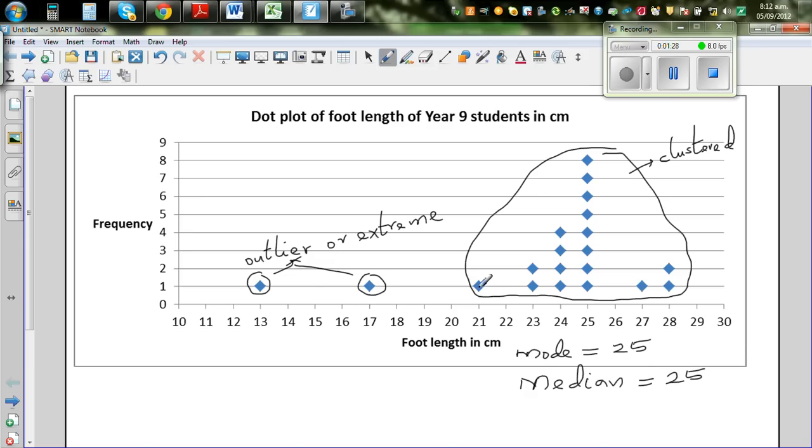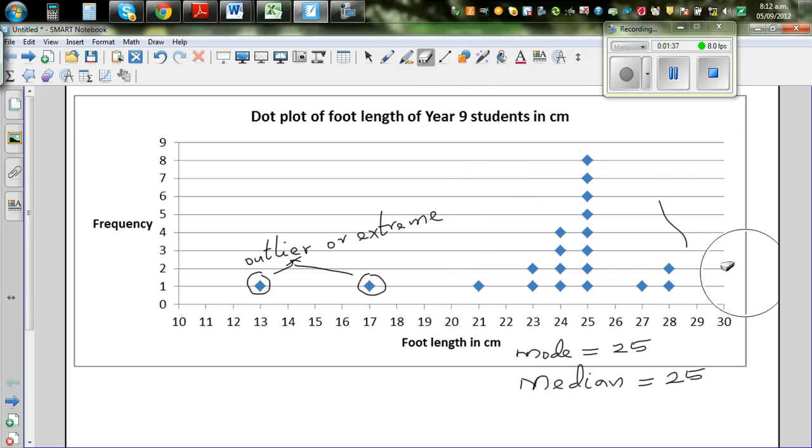So the median is in the middle, so you can also count like this. You got 20 values here. By just looking at the dot plot, you can calculate median and mode. Median is the middle value, and this is already ordered from the lowest to the highest. So the middle value would be the middle of 20.